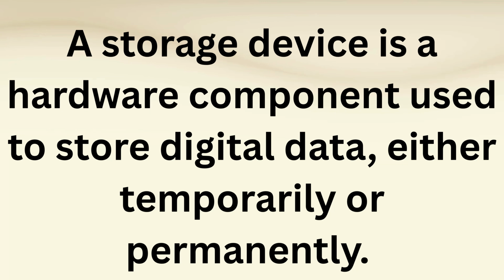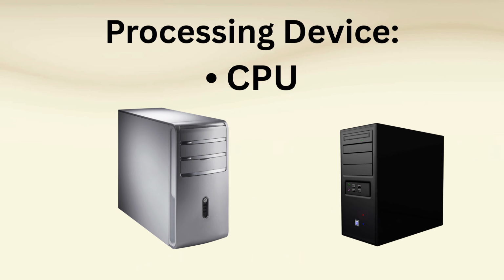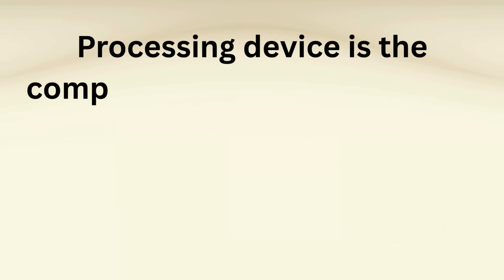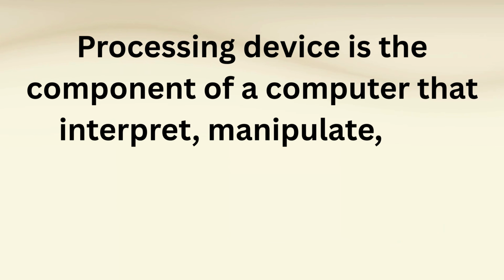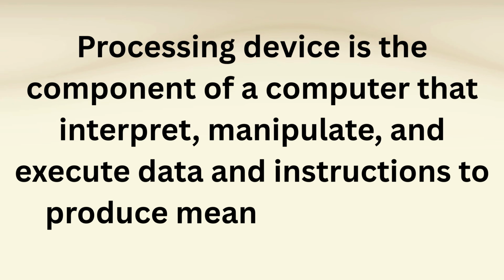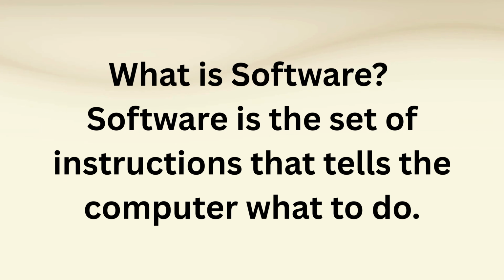And like we were taught in school, we have the CPU, which is the central processing unit of a computer. That helps with the processing. We call it the processing device of a laptop or of a computer. Now, let's talk about the software. The software is a set of instructions that tells the computer what to do.